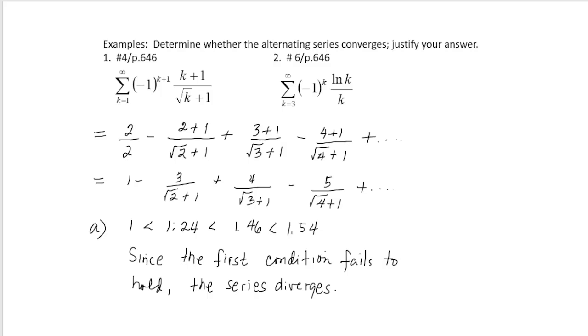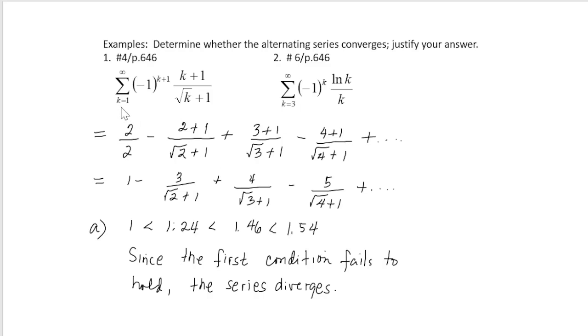Suppose we're given an example wherein we are asked to determine whether the given series converges. Because this is an alternating series, the sign is positive, negative, positive, negative. If the value of k is 1, then you have negative 1 raised to 1 plus 1, so that's positive 1. And then this is 1 plus 1, so 2 over square root of 1 plus 1, so we have 2. If k is equal to 2, then you have 2 plus 1 is 3, and negative 1 raised to 3 is negative. Then you have 2 plus 1 over square root of 2 plus 1.